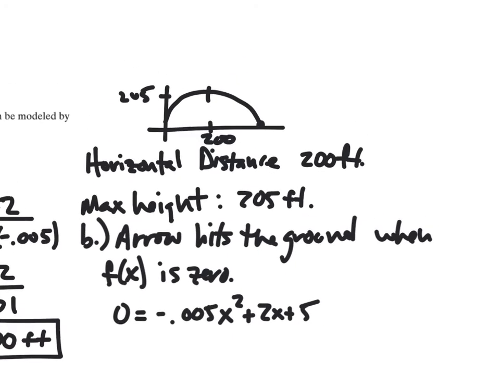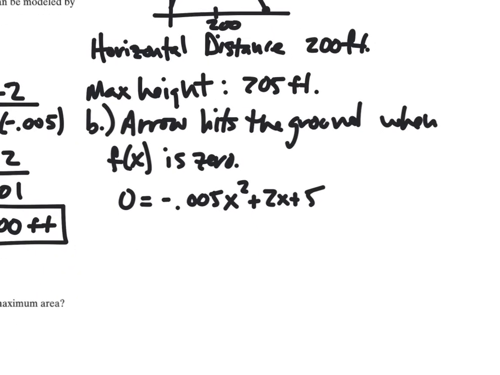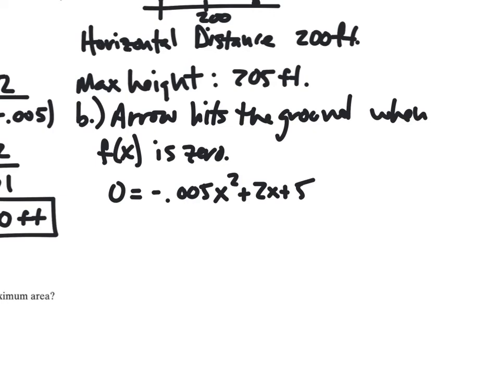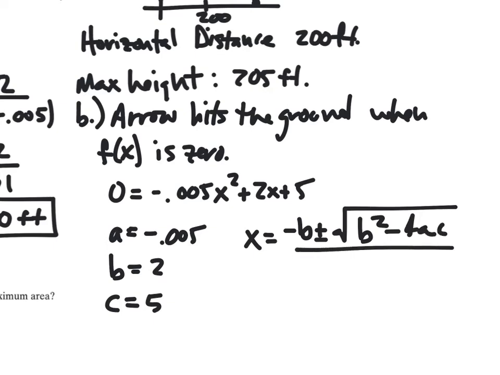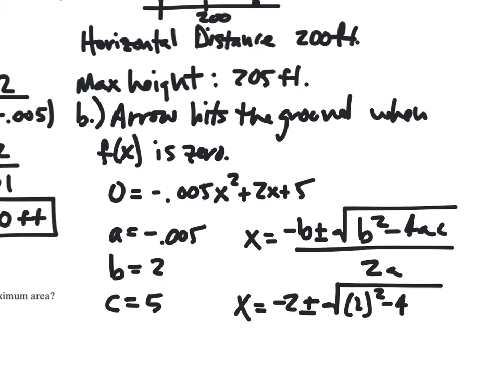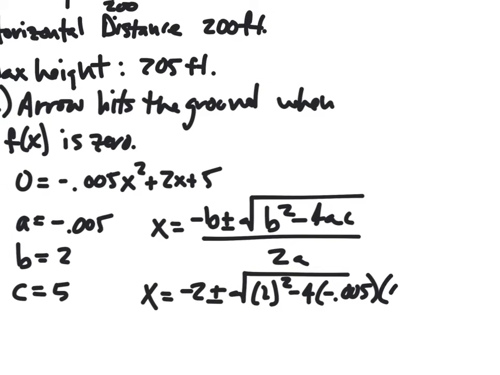What I notice about this is that if I'm solving a quadratic like this, I want to use the quadratic formula. So I know that my a value is equal to negative 0.005, my b value is equal to 2, and my c value is equal to 5. So I use my quadratic formula, x equals opposite b plus or minus the square root of b squared minus 4ac all over 2a. Then I get negative 2 plus or minus the square root of 2 squared minus 4 times negative 0.005 times 5, all over 2 times negative 0.005.